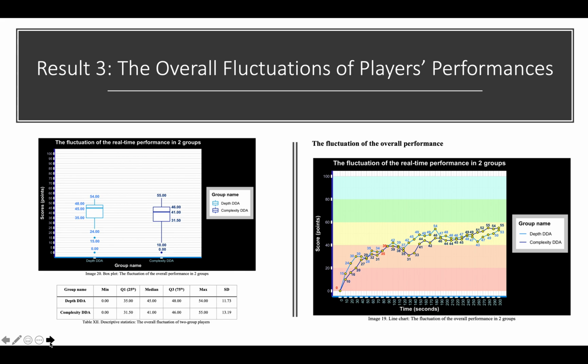As for the overall fluctuations of player performance, based on the results on the line charts and the box plot, the players in the depth DDA group have a stabler overall performance, because the standard deviation of the complexity group is higher than the standard deviation of the depth group.